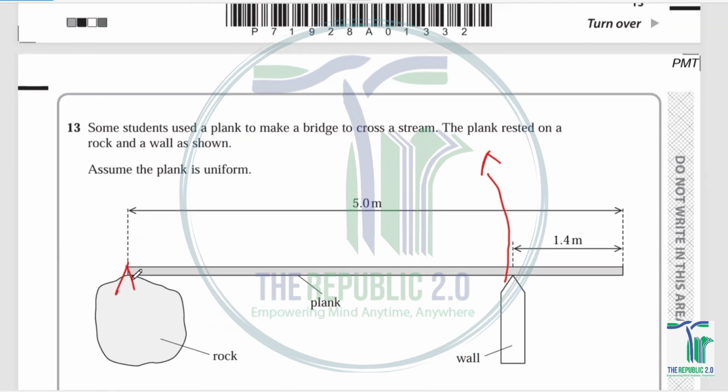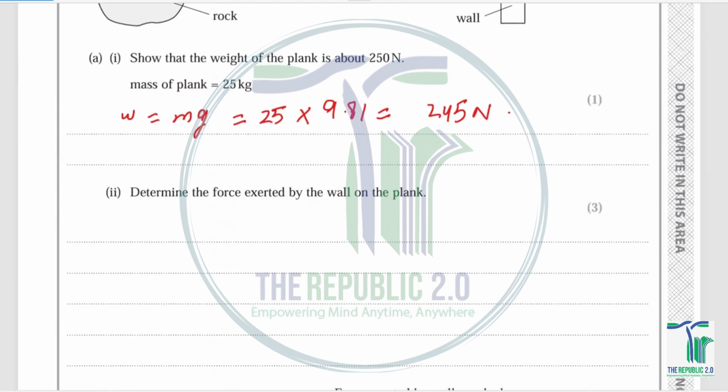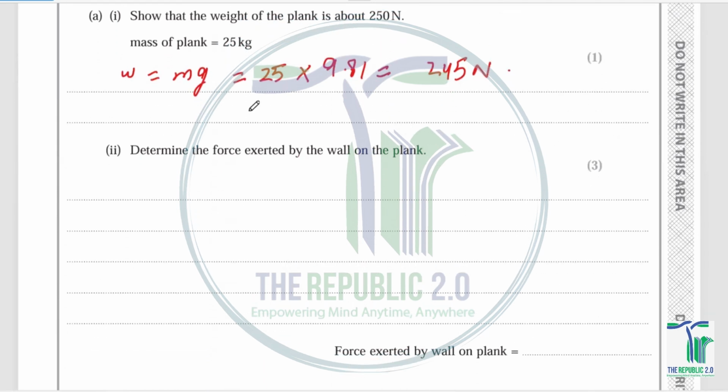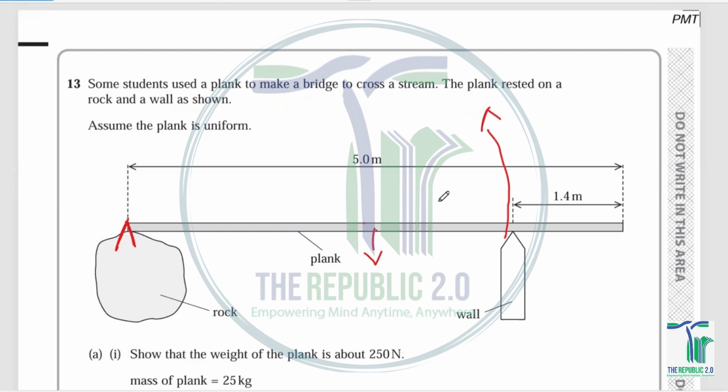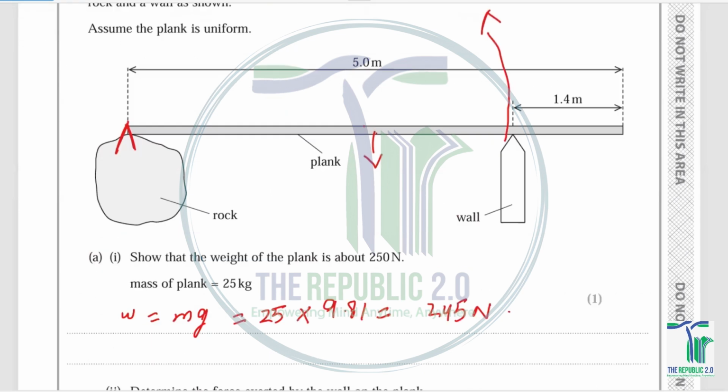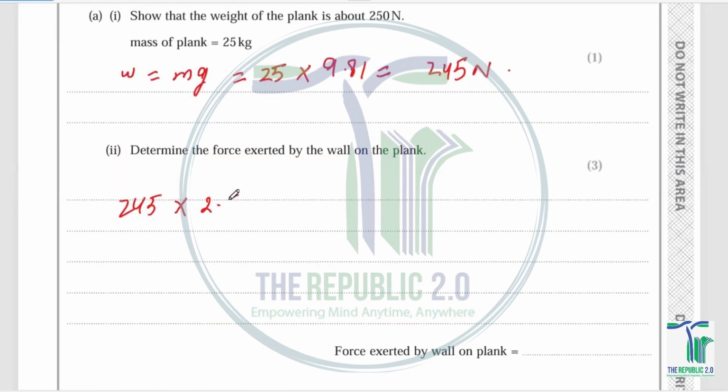So I'm taking this as the pivot, right? There are two forces acting across the pivot: the weight of the plank itself and the upward force on the plank by the wall. So I'm just going to use the principle of moments. The weight of the plank is 245. The moment due to the weight of the plank should be 245 times the distance. The total length of the plank was 5 meters. It must be acting at the center of gravity, so we're going to use 2.5.